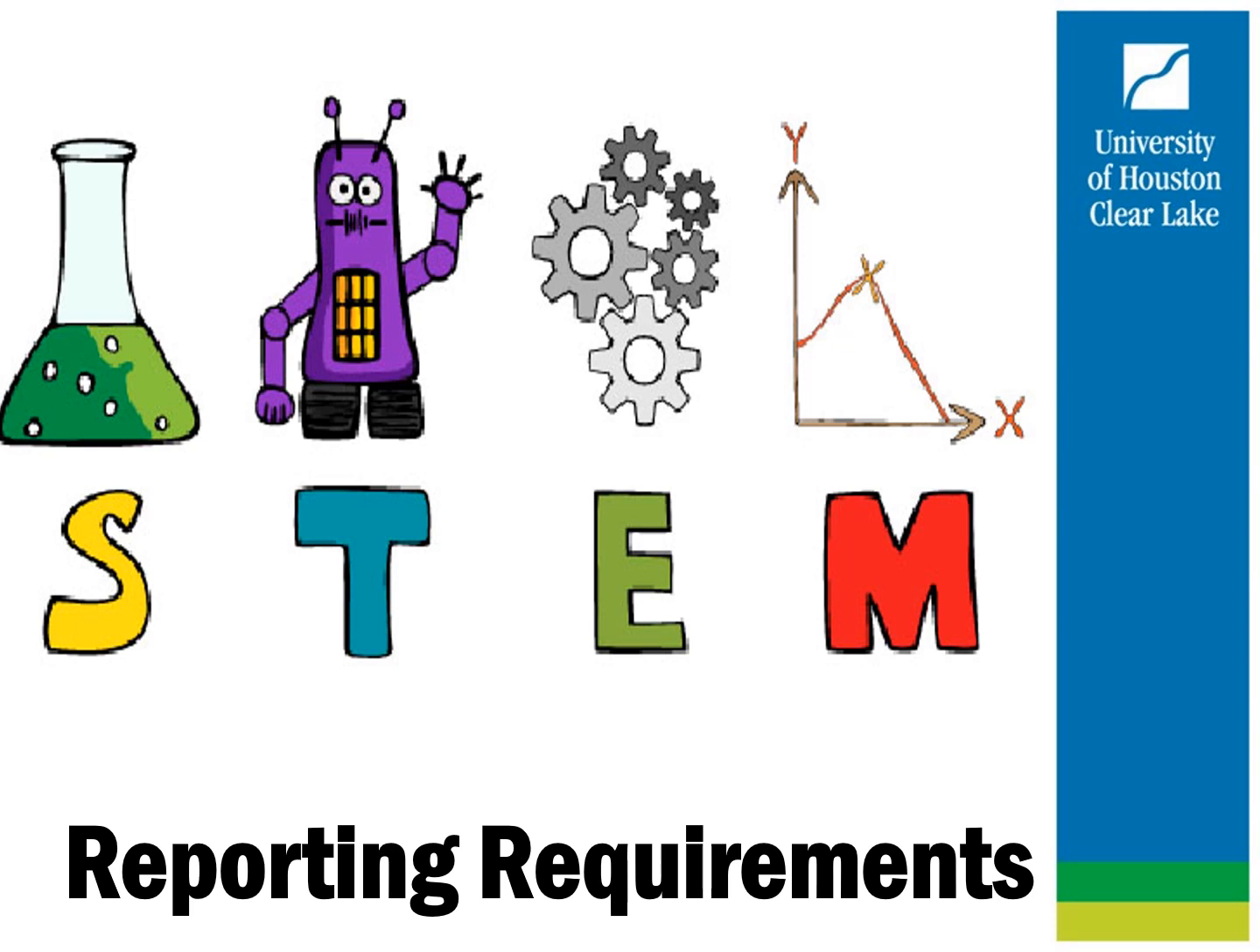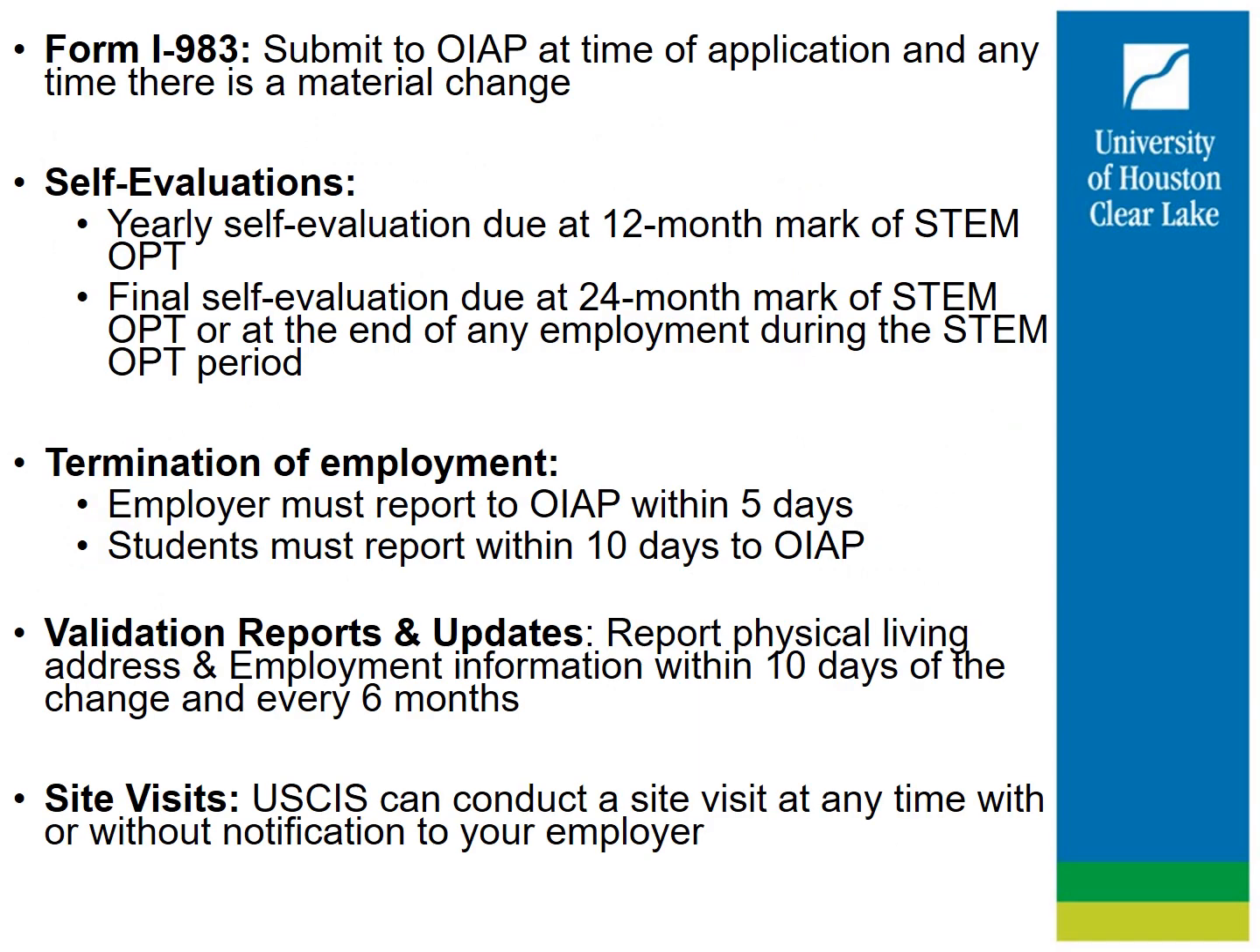In this section, we will talk about the reporting requirements that you and your employer must adhere to. The Form I-983 must be submitted to OIAP at the time you apply for the STEM extension, and must also be updated with us any time there is a material change. A material change is any change to the Form I-983, including client site information, employer address, change in pay, supervisor changes, or changes to your training plan itself. A change to your training plan may occur if your job title has changed. Anytime there is an edit to your Form I-983, you must submit it to OIAP.